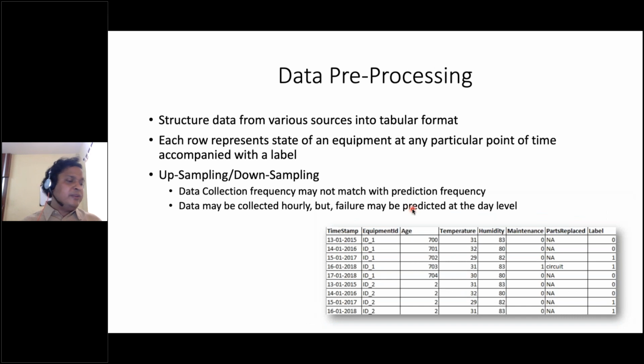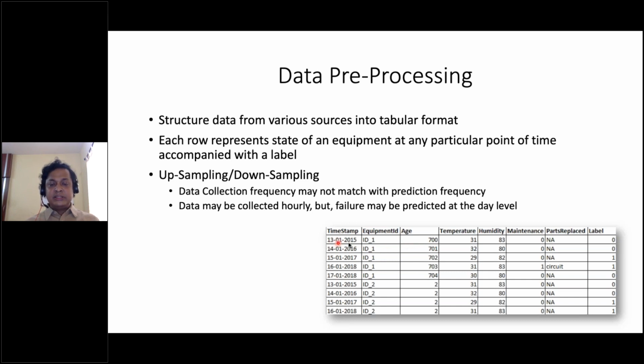Now, once we have the data, we actually have data from different types of sources. We have the data about the health of the asset. We have the data about the maintenance. We have the data about the parts replaced. We have the static data, equipment ID and age. Now we have to merge all those things. We can't feed all the data separately to a machine learning algorithm. We have to make a tabular kind of data out of it, and then we feed it. So that's what we are doing here.